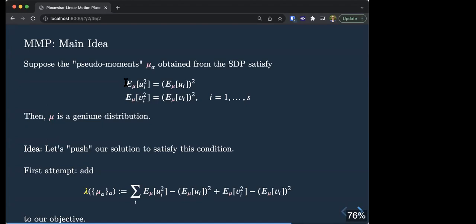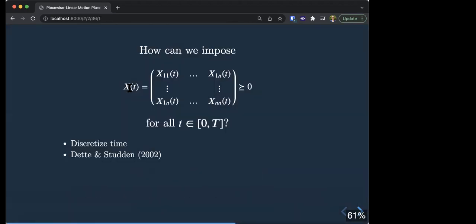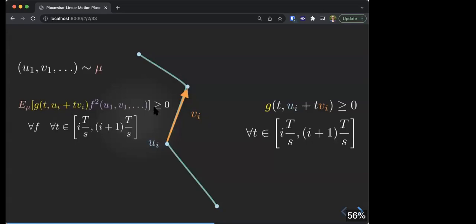Why do these conditions guarantee that the solution is feasible? Well, the SDP that we write already has these as constraints. So when those two conditions that I just highlighted are true, it means that these pseudo moments are actually moments of a true distribution, right? Or said differently, this expectation is actually just equal to what's inside the expectation, because there is only a single point this measure is concentrated on.